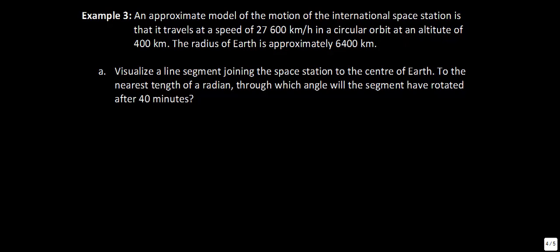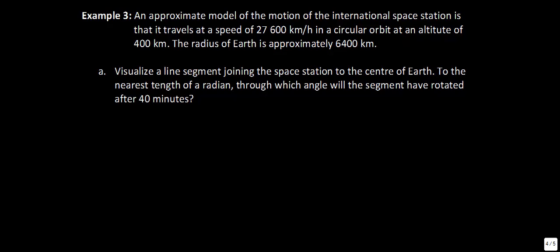Okay, so example 3 here, we have a real-world problem where we'll get to use the information that we've been working on to solve it. So this is an approximate model of the motion of the International Space Station. It travels at a speed of 27,600 kilometers an hour in a circular orbit at an altitude of 400 kilometers. The radius of the Earth is approximately 6,400 kilometers.